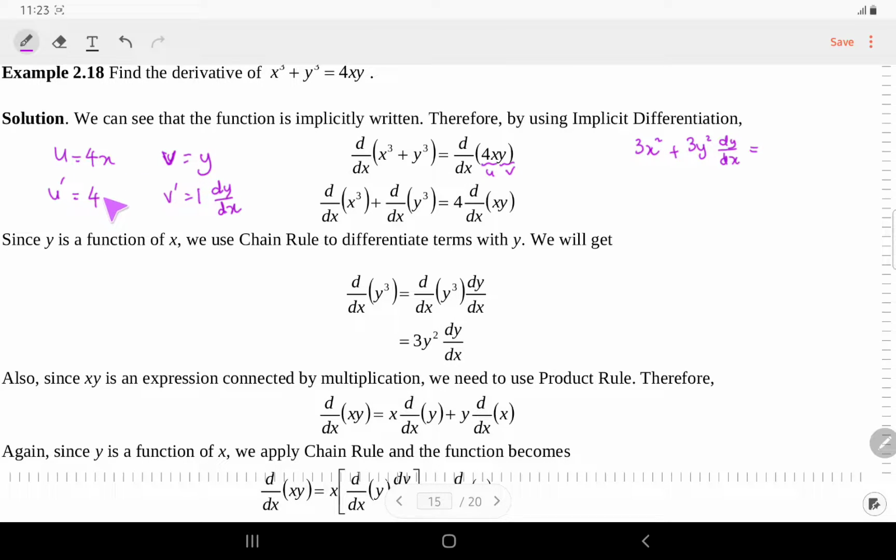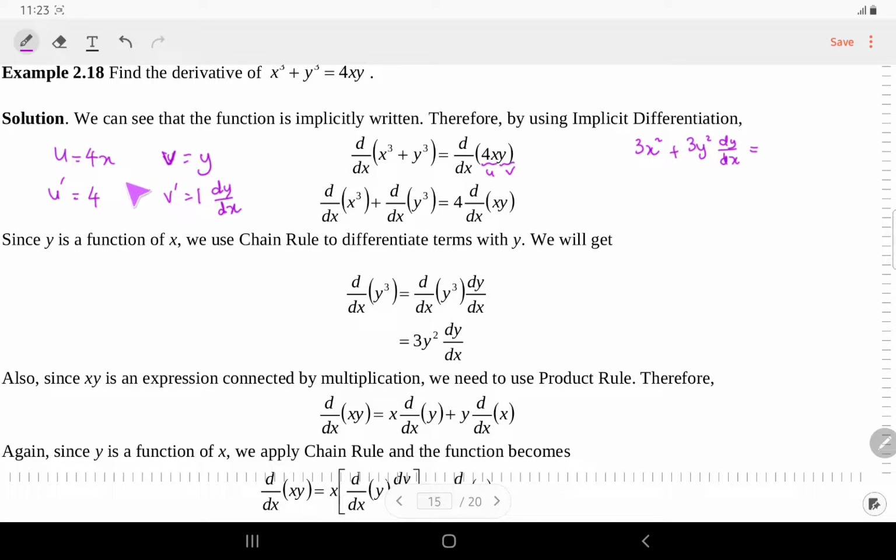Here we don't need to put dy over dx because we are differentiating the term of x. Okay, this y, we treat it like x. If you are differentiating x, it is equal to 1. So this time also, if we differentiate y, it is equal to 1, but we need to add dy, we need to put dy over dx.